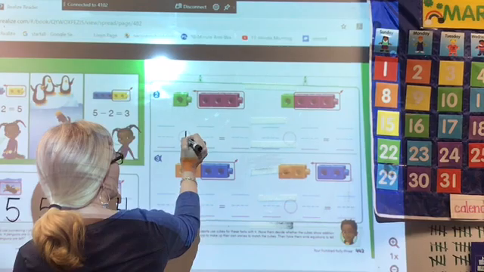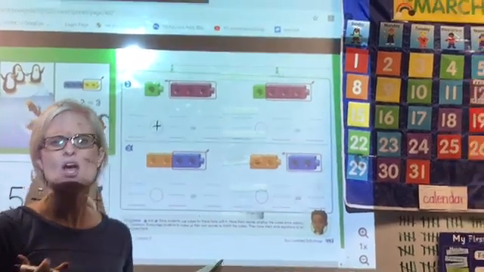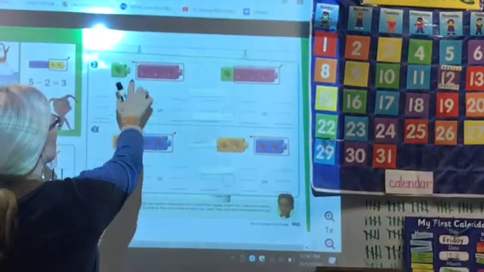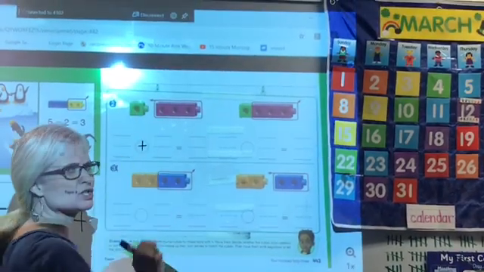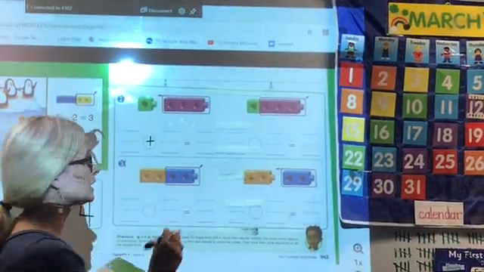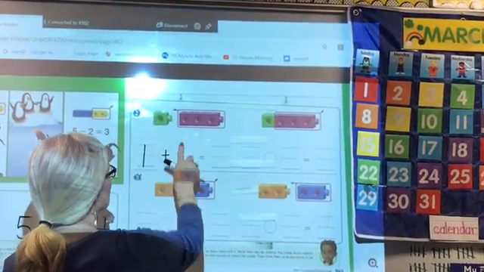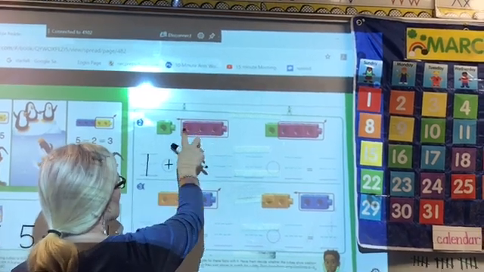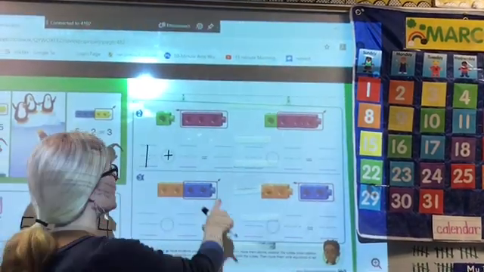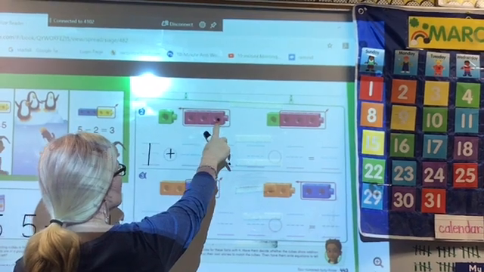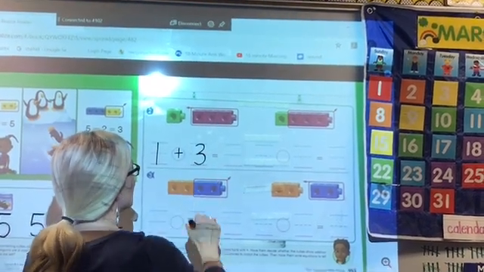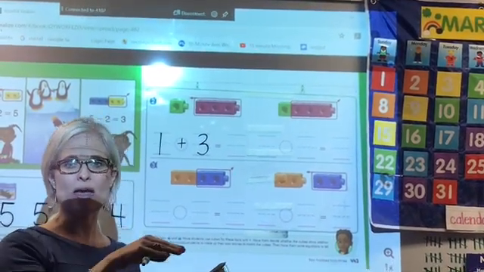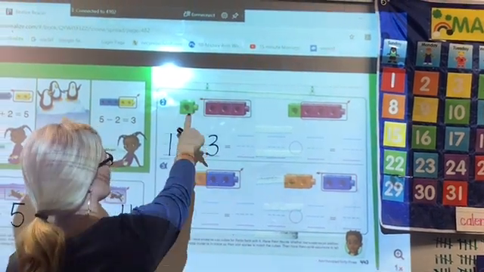So I like to go ahead and put my plus sign so I know what I'm doing. So if we know that we're adding, what did we start with? We started with 1 green cube. And it looks like we're adding some more. Let's count how many we're adding. 1, 2, 3. Then if we have 1 and we add 3, how many do we have all together?